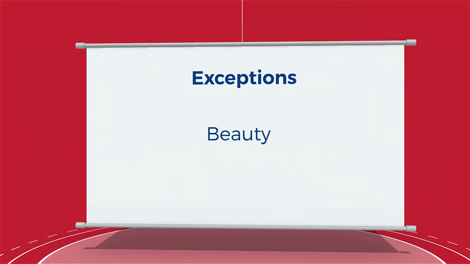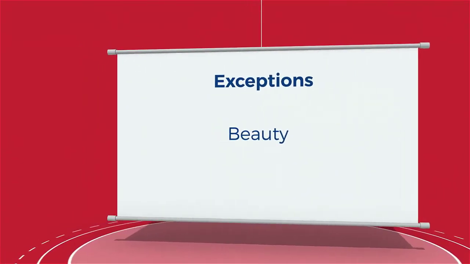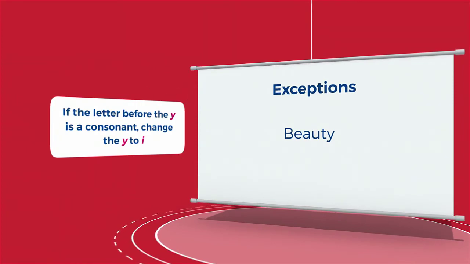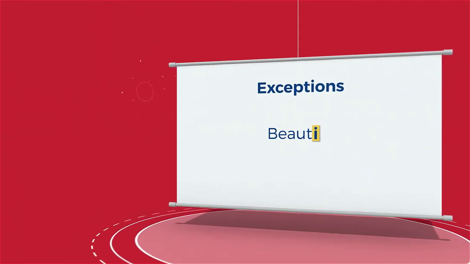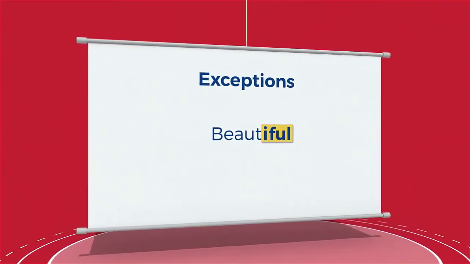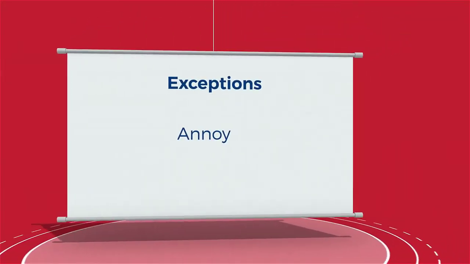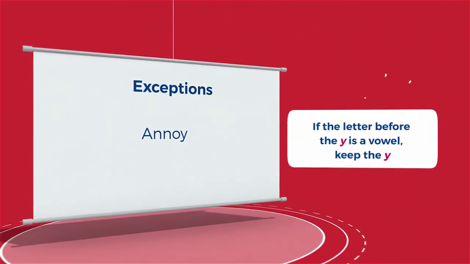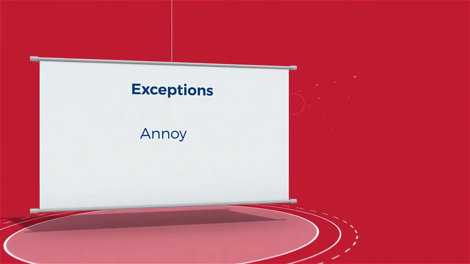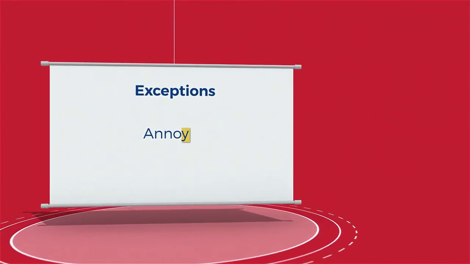Another rule for adding suffixes involves root words that end in Y. If the letter before the Y is a consonant, you usually change the Y to I. For instance, when you add full to beauty, you change the final Y to I to make it beautiful. If the letter before the Y is a vowel, you usually keep the Y. So when you add a suffix to the word annoy, you keep the Y to make annoyance.